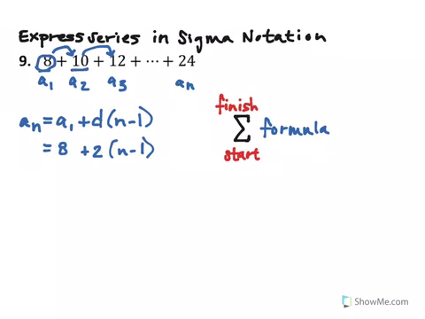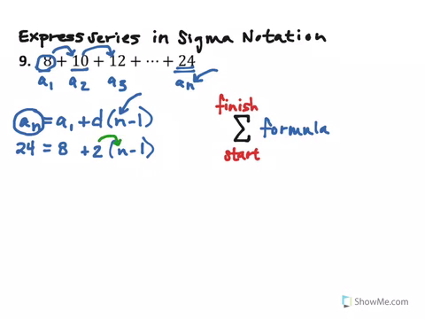Now, the reason we're doing this is because we don't know what this number n is. However, we do know what the last term is, 24. So we can substitute 24 for a sub n, leaving us with just one variable to solve for, and that can tell us how many terms are in this series. So we'll substitute in 24 for a sub n, and now just use order of operations to solve for the one lone variable.